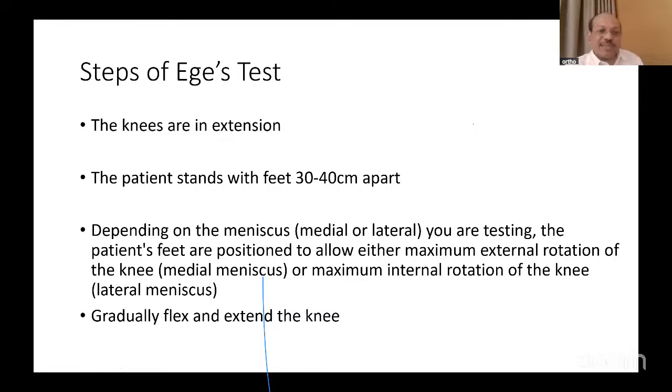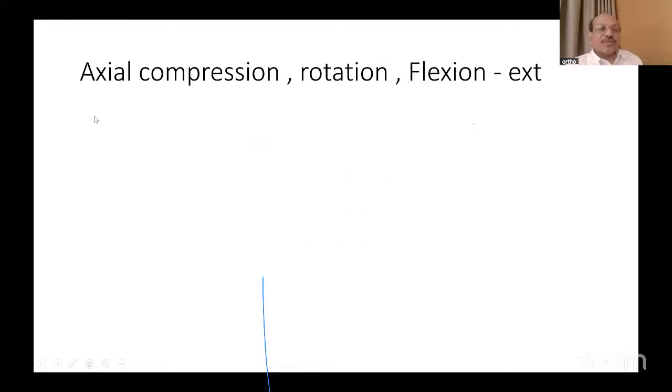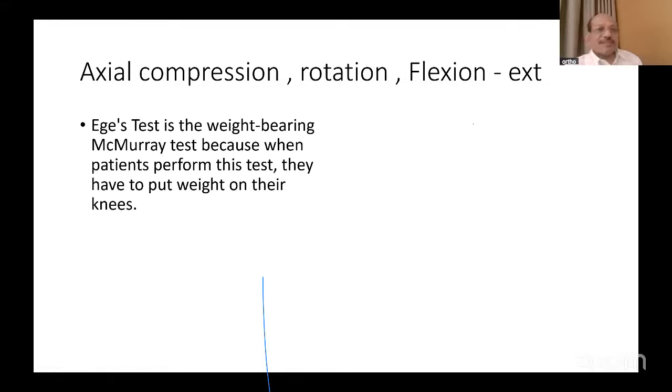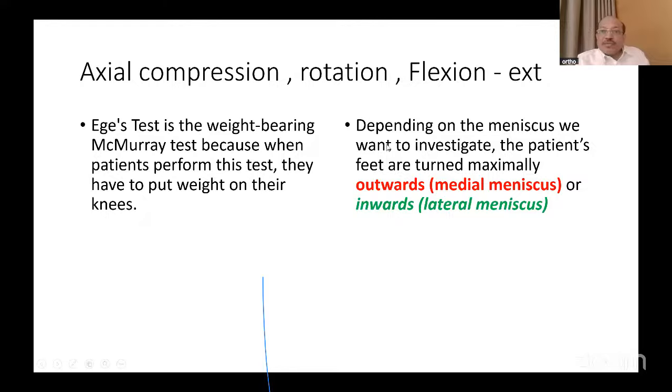Now gradually flex and extend the knee. So basically we are giving axial compression, rotation, and flexion extension. So it is a weight bearing McMurray's test, because when the patient performs this test, they have to put weight on the knees. Depending on the meniscus we want to investigate, the patient's feet are turned maximally outwards, as far as possible within the painless limit. If the foot is placed outwardly, that is for the medial meniscus; inwards is for the lateral meniscus.